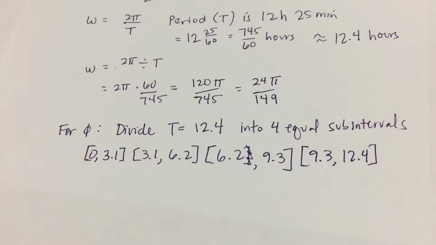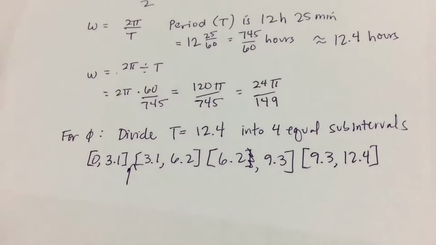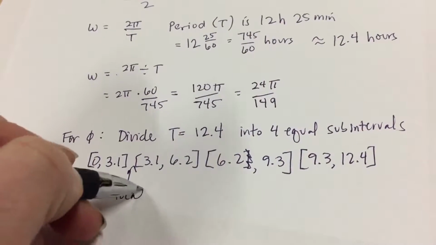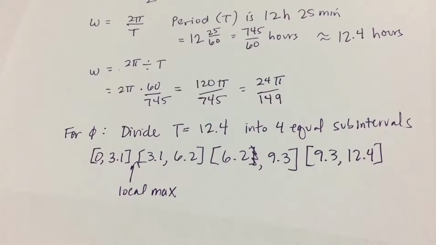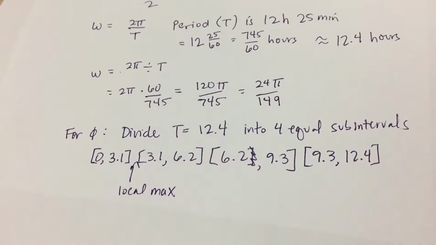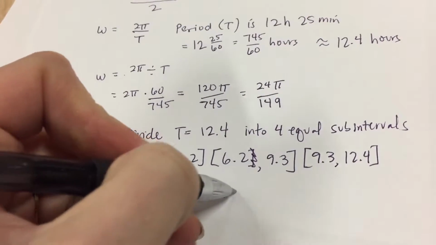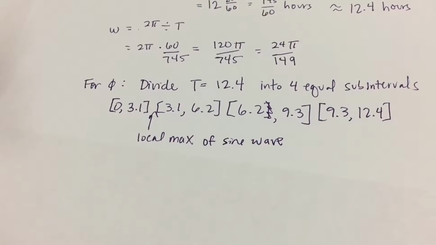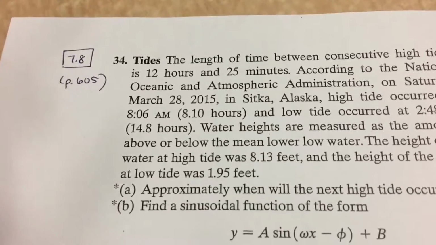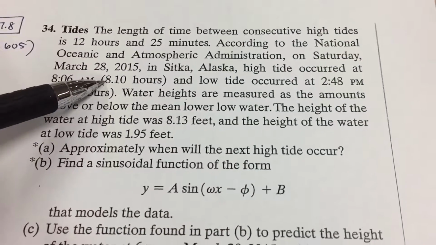Okay, so if you think of the sine wave as having a max right here, in our parent function of sine this would be at pi over 2 comma 1. So this is the local max of the sine wave, which in the problem, let's go back up here to the problem, it says high tide occurred at 8.1 hours.